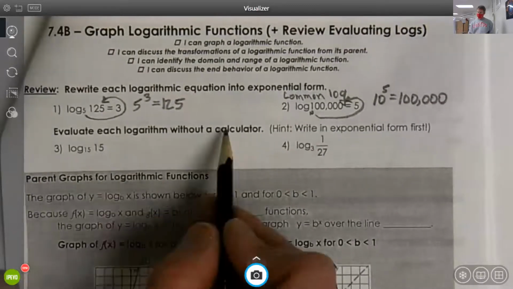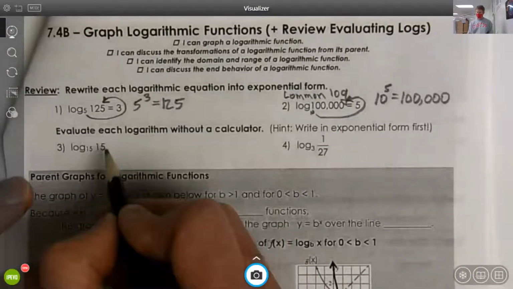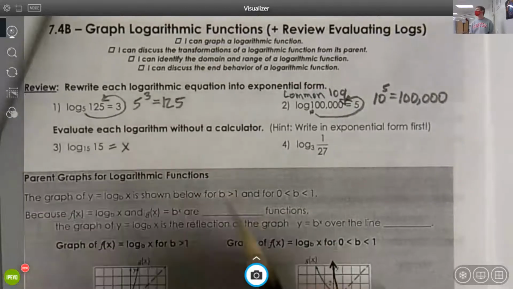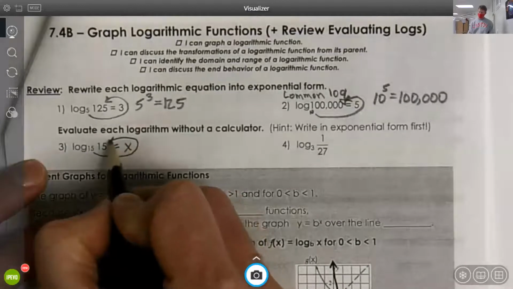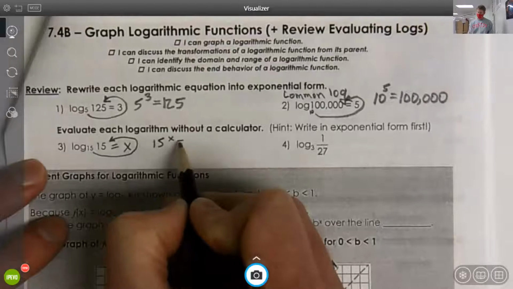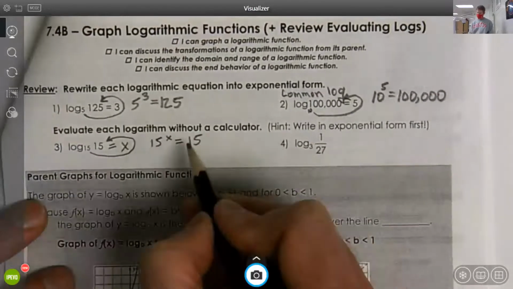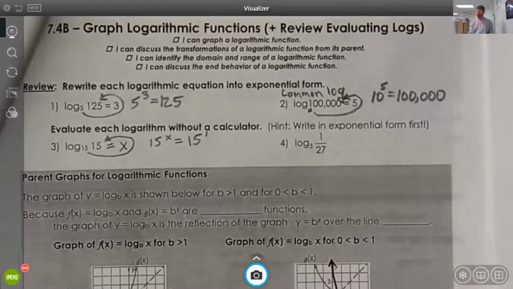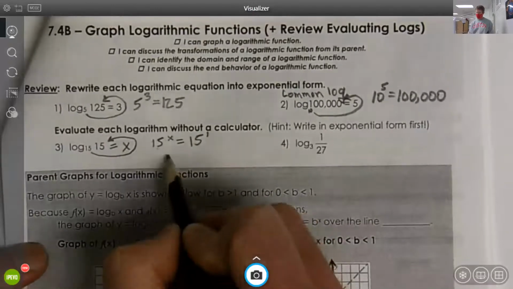And then to evaluate our logarithm without a calculator, if you need to convert it into exponential form, you could say equals x. You would go around and say 15 to some power equals 15. Well, because this 15 has an exponent of 1, the bases are the same, so x would have to be 1.